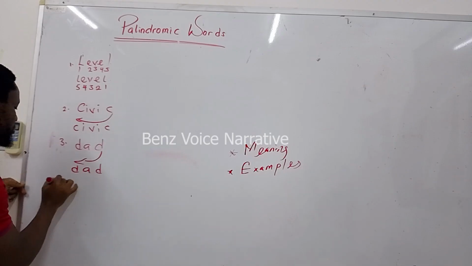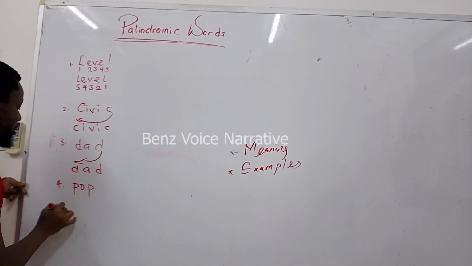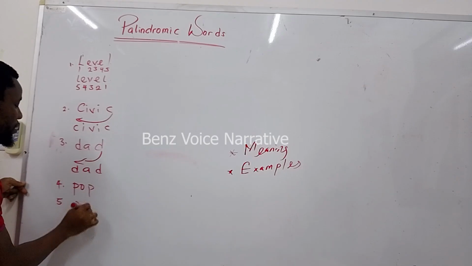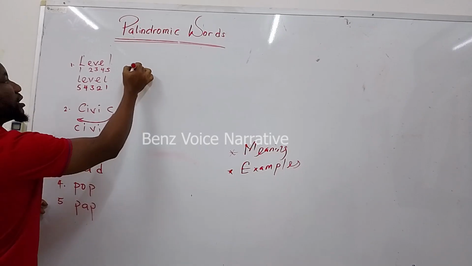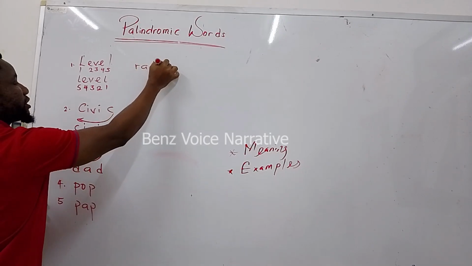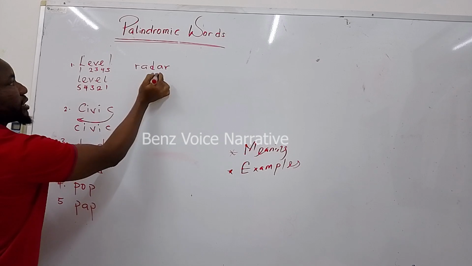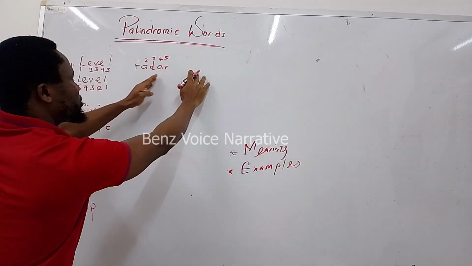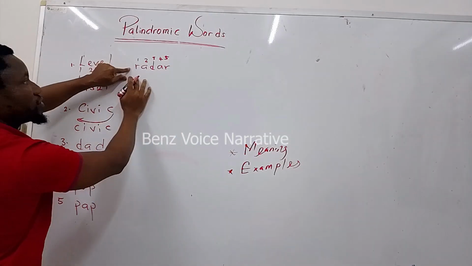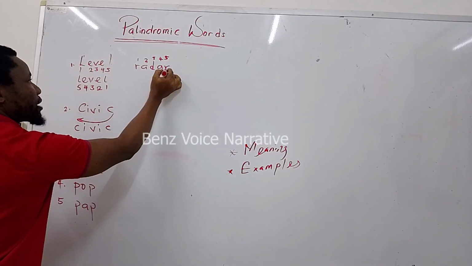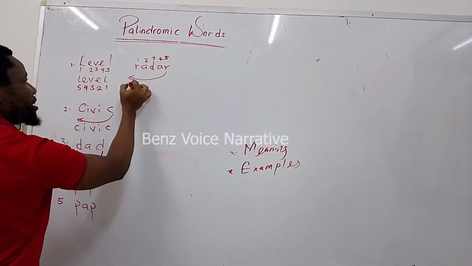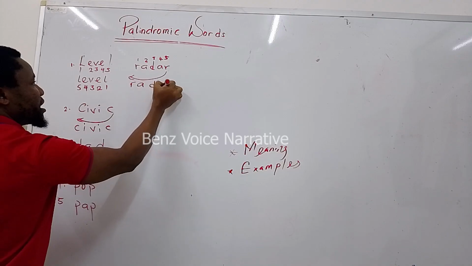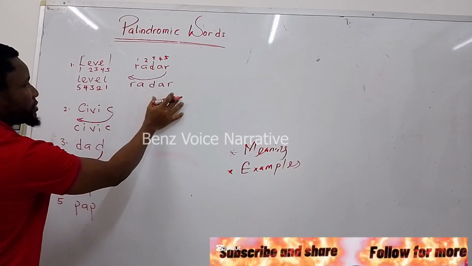All right. Another example is the word pop. You have the word radar. This word radar, 1, 2, 3, 4, 5. When read forward, it's radar. When read backward, from the end you have R-A-D-A-R, radar.